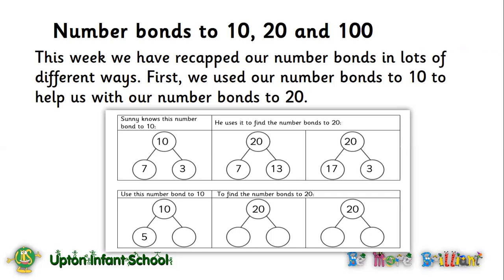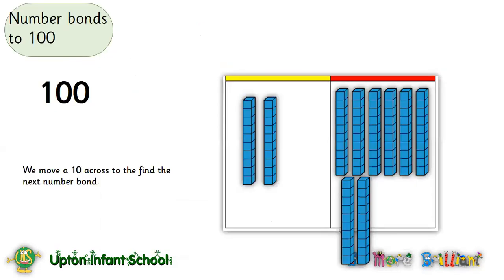Now, that means that I can use my 5 to make my number bond to 20. So 5 will live in one of the boxes, and I need to think about what's going to move into the other 2 by using a 10.